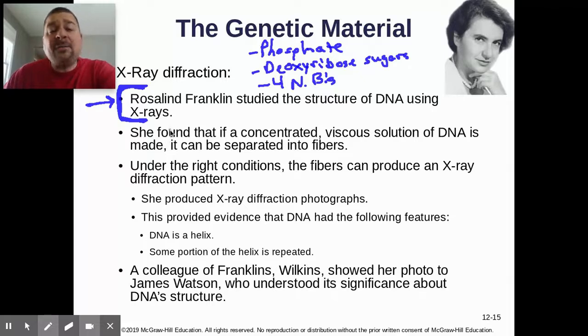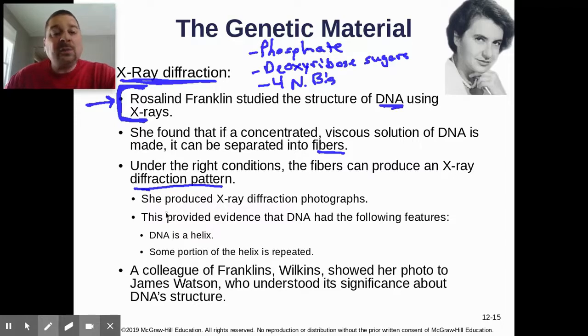But she had a phenomenal ability to do X-ray diffraction. She actually started her work for her PhD looking at the porosity of coal, and during World War II really helped develop better gas masks used by the British troops. Well, she started getting in on this DNA stuff as well, and she found that it can be very fibrous, long and stringy. And under the right conditions, if she zapped the fibers with X-rays, they would produce this X-ray diffraction pattern. We'll look at it on the next slide.